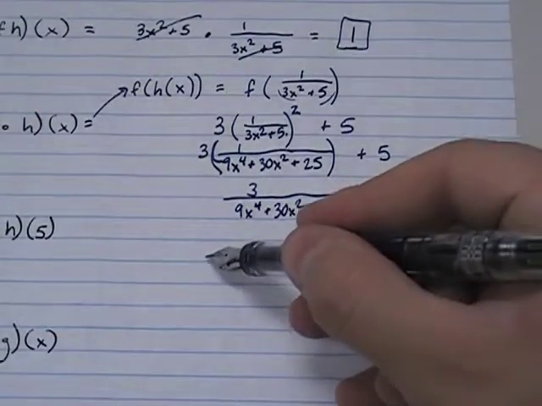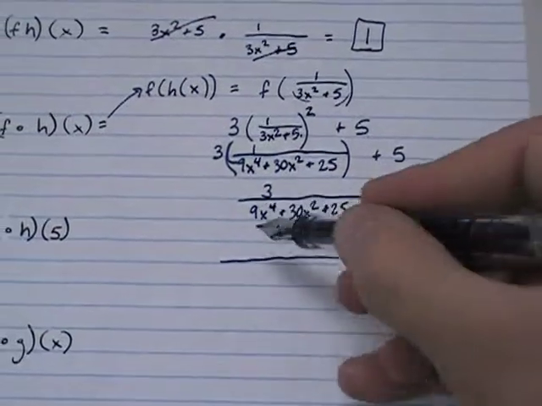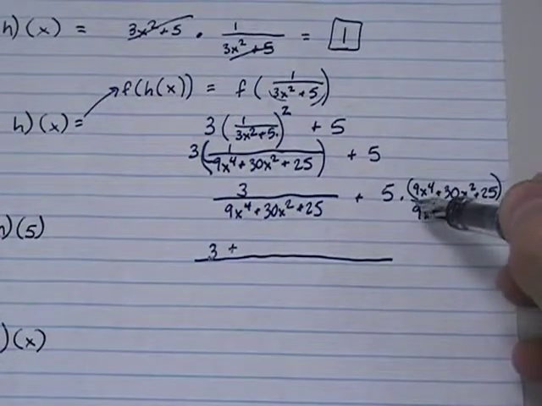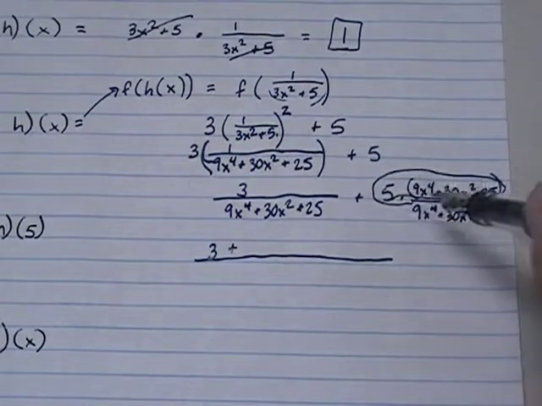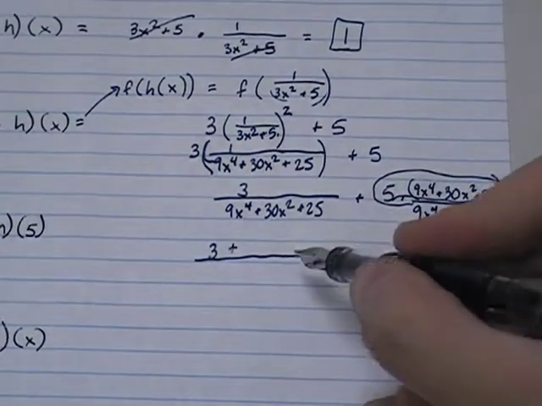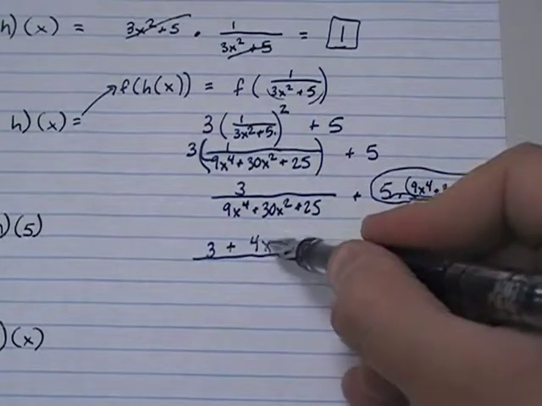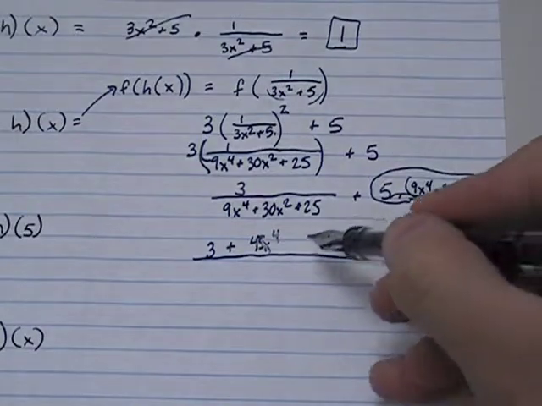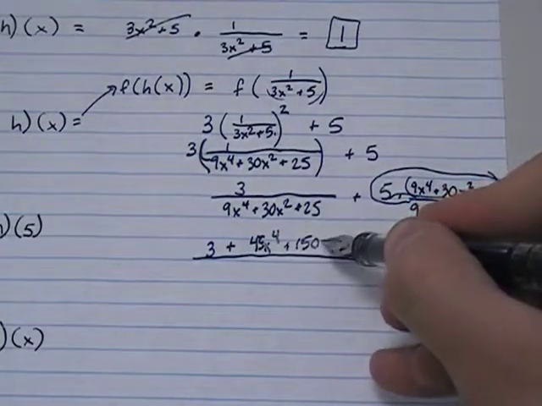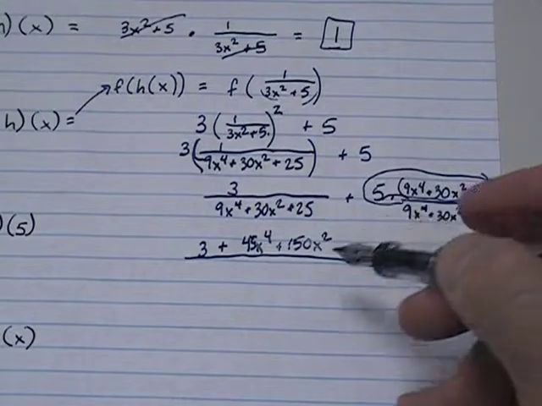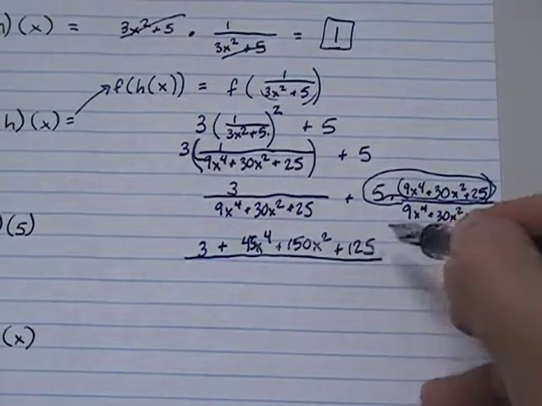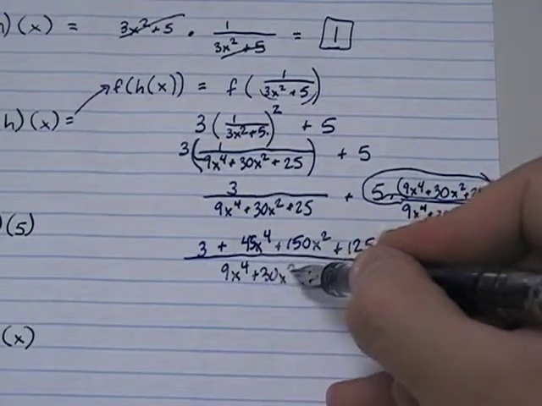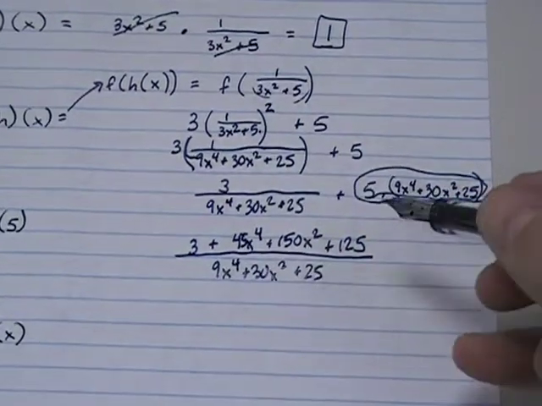So what we end up with before we get to our final answer here is 3 plus all of that over the common denominator. So 9 times 5 will be 45x to the 4th. And then 5 times 30 will be 150x squared. And then 5 times 25 will be 125 over 9x to the 4th plus 30x squared plus 25.